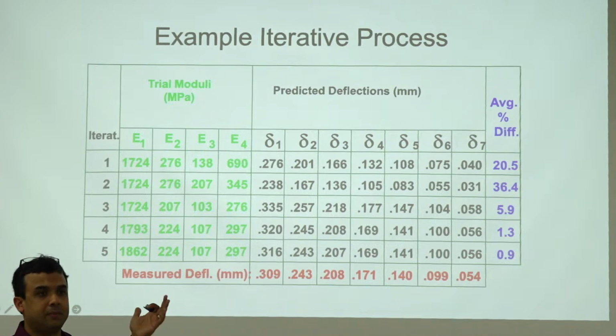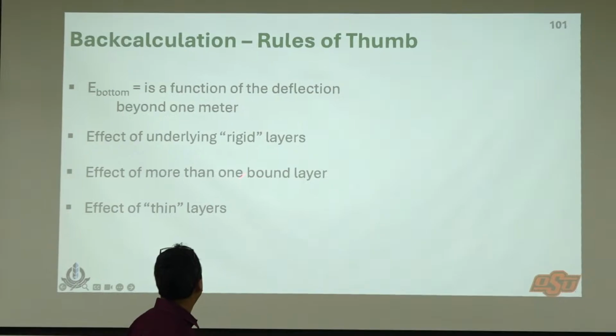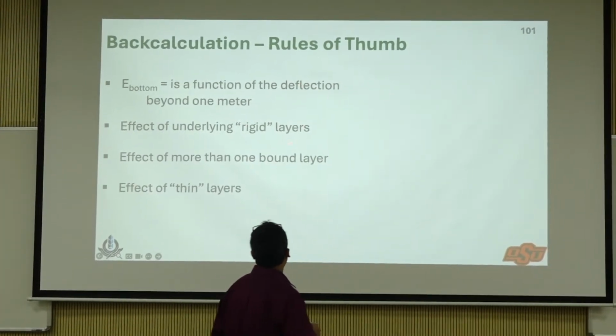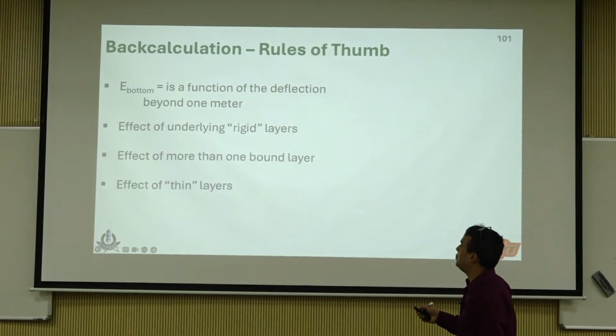Any questions? Does that make sense? What we were doing here is just error minimization. Okay. E bottom is a function of deflection beyond 1 meter, effect of underlying rigid layers. You have to consider that.